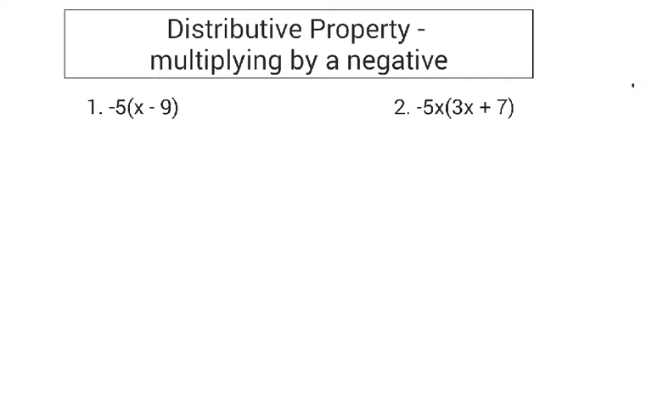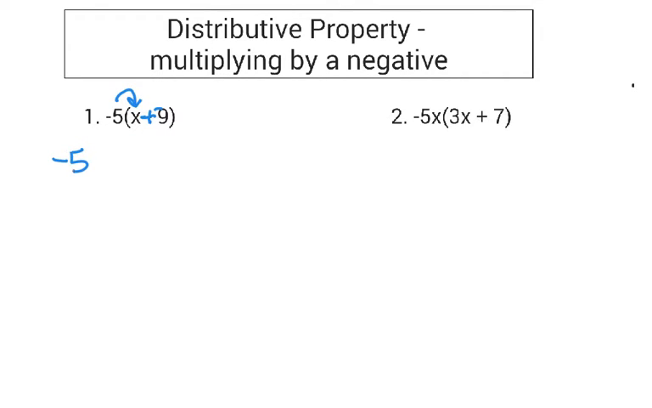Number 1 says -5 times the quantity of x minus 9. Before we do anything, I'm going to change my subtraction, change it, opposite it, to addition. That way you see the mathematics that's going on, and I'll show you a shortcut again in a minute. So, -5 times x is where we're going to start.